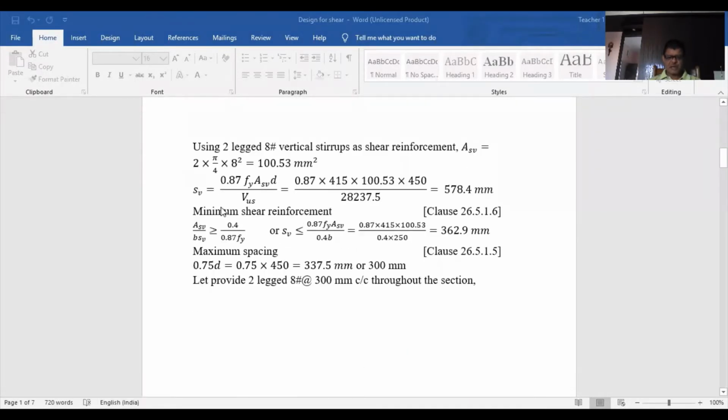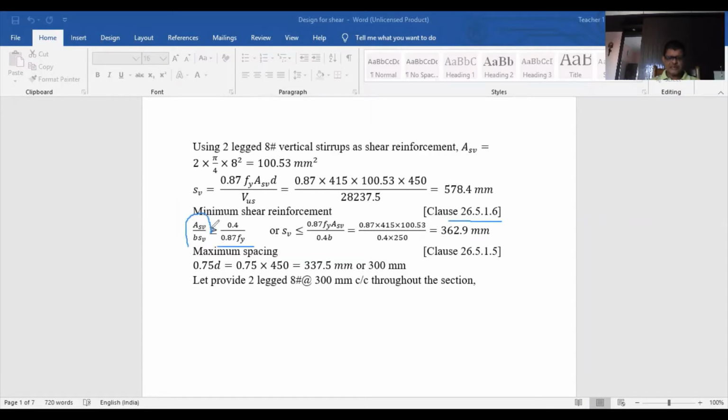Now you see minimum shear reinforcement, clause number 26.5.1.6. We have discussed it earlier. You can go to that page, maybe page 48 or so. In that clause the formula is given. What is given in this clause? ASV by B SV shall be greater than 0.4 by 0.87 FY. So this is the formula.